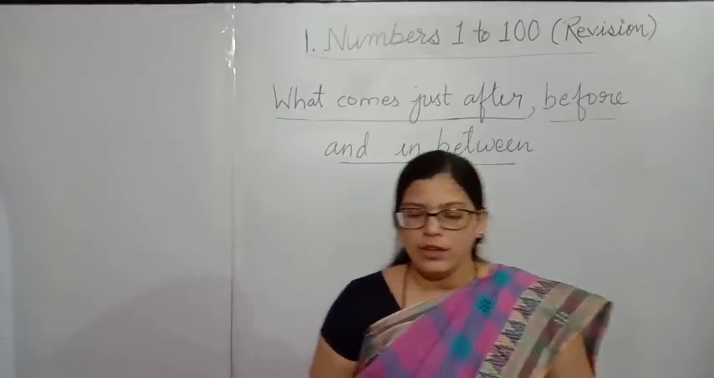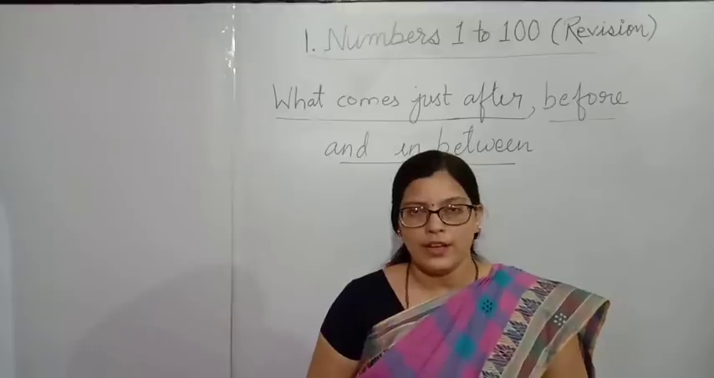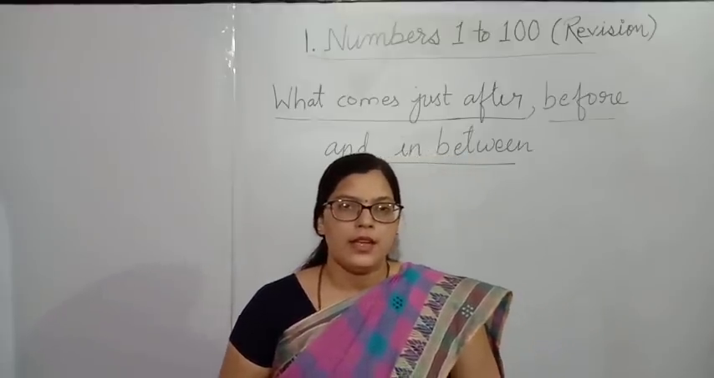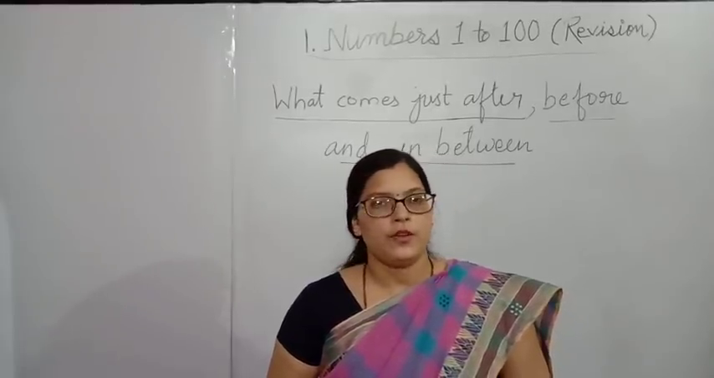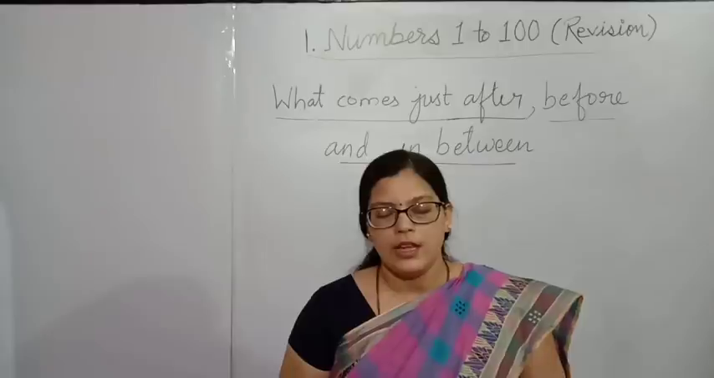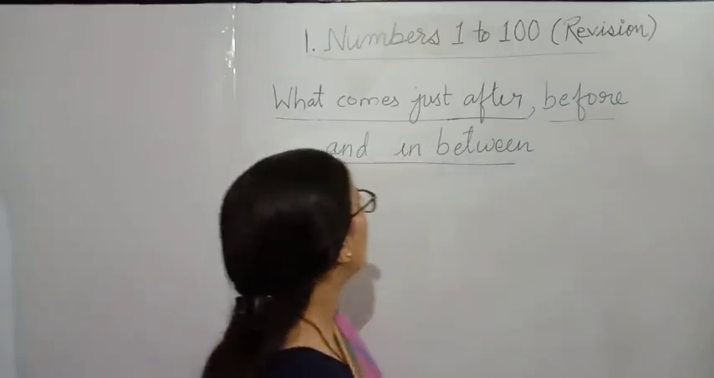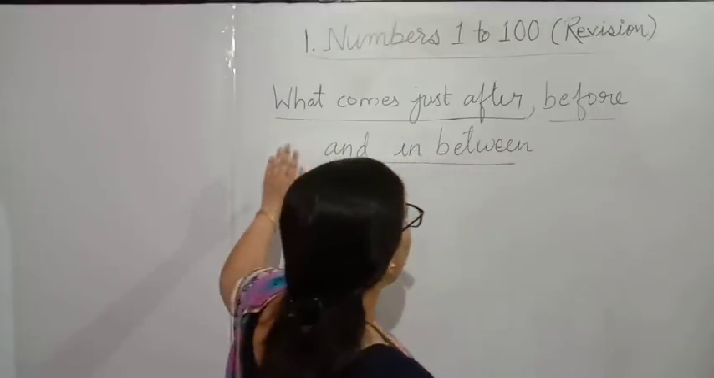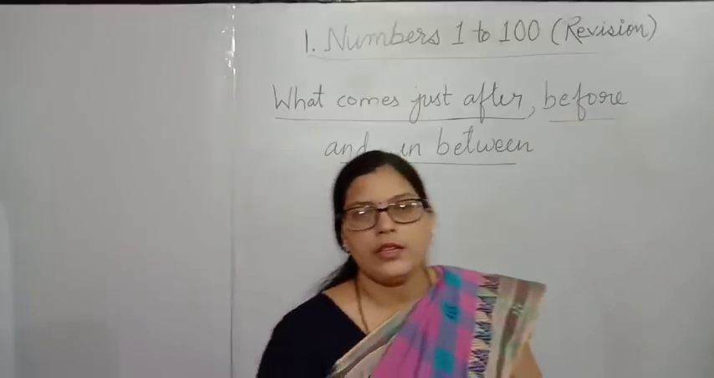Okay, now in last session we have learned the smallest and greatest 1 and 2 digit numbers, how to write the numbers in tens and ones, and writing the number names, and then writing the numerals from given number name. Okay, so now let us continue with other topics. Our next topic is what comes just after, before the given number, and what comes in between two given numbers.